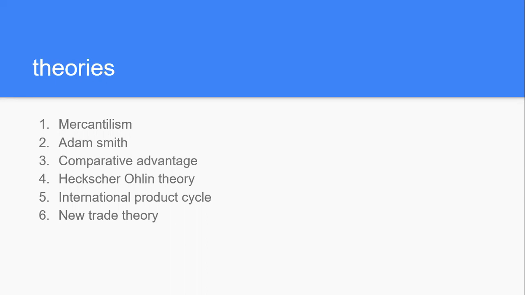Theory of comparative advantage. We have Heckscher-Ohlin theory, international product cycle theory, and last we have new trade theory. So we'll go into detail on each theory, what it basically entails, so that we can have a broad understanding. For instance, we start with mercantilism theory. For this class, you'll have to bear with me. You have to write your own notes because it is much based on how you understand the concepts.